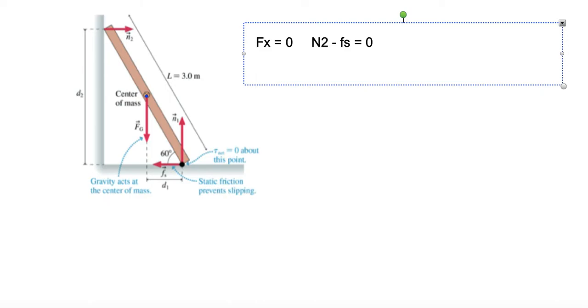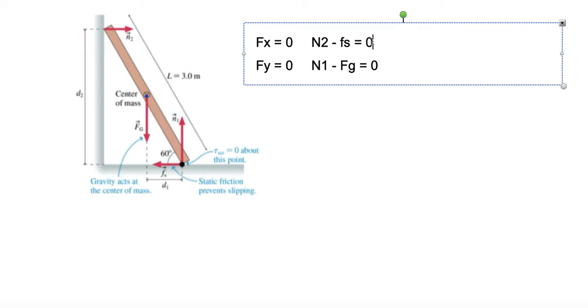We also have our y forces, which have to equal 0. We have the upward normal force N1 and the downward force of gravity, so N1 minus the gravity force has to equal 0. So those are 2 things that we already have set up.